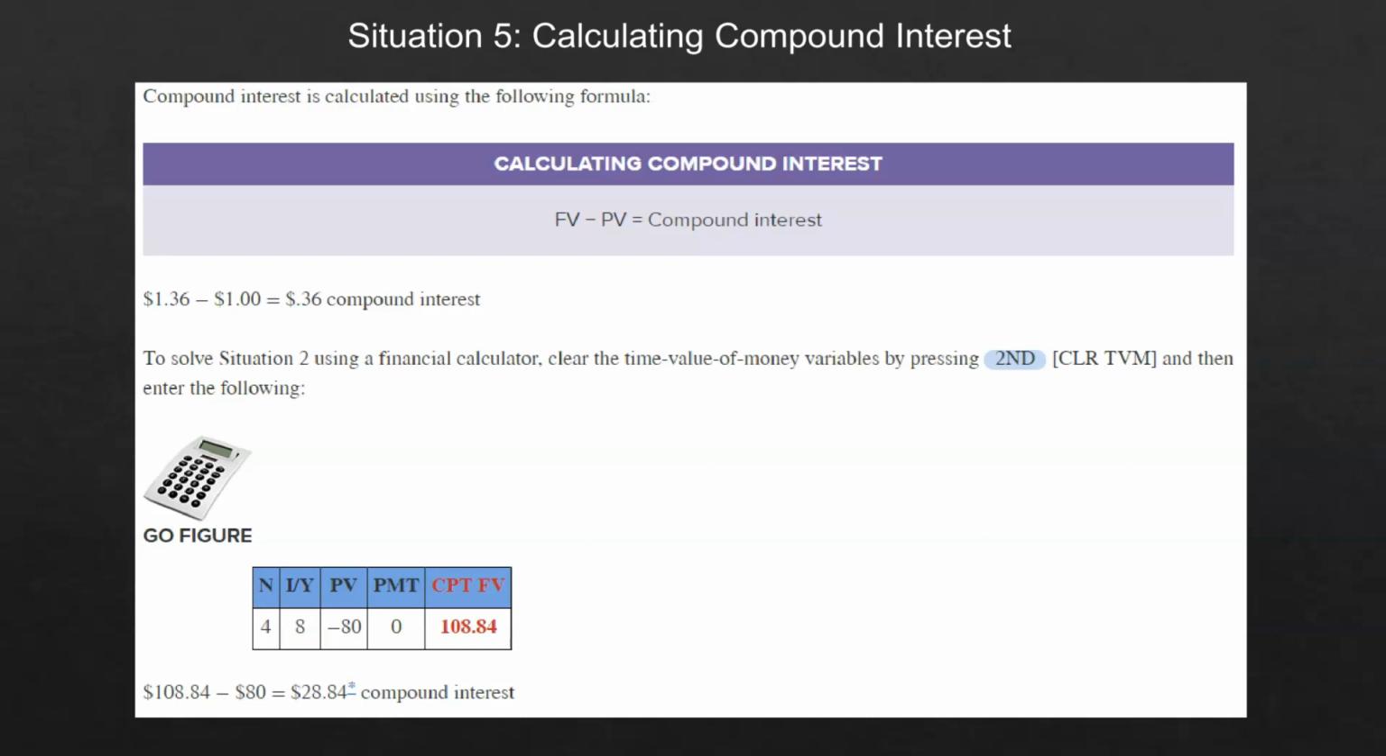We put it in as a negative. Future value is 108.84, and so this just tells us the amount of interest. If we take future value and we subtract the present value, that tells us the amount of compound interest, or just the amount of interest that was earned, right? We earned $28.84 in interest.